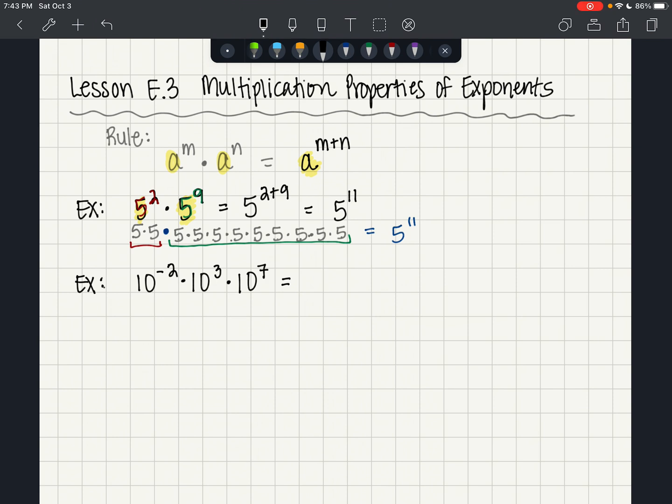So we have 10 to the negative 2 times 10 cubed times 10 to the 7th. The base is the same, therefore we can keep that base and we can add the exponents. Negative 2 plus 3 plus 7 is 8. That's 10 to the 8th power.